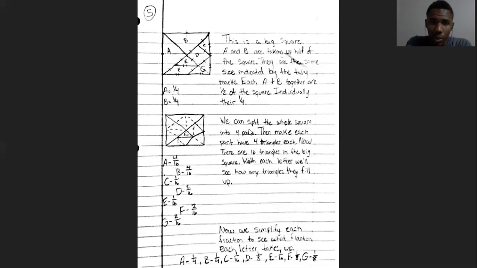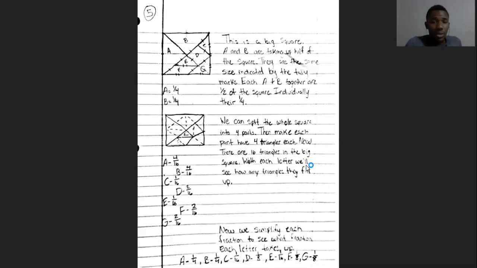We can split the whole square into 4, then make each part have 4 triangles in each, okay? So 4 times 4, we already know. We have 4 parts. 4 parts have 4 parts inside of there. 4 times 4 equals 16. That's where I got the 16 from. There's 16 triangles in the big square. And if you notice, comparing it to this, it's the same. I just didn't write the letters in because I want to show you all the 16 triangles. And you can count them if you want.